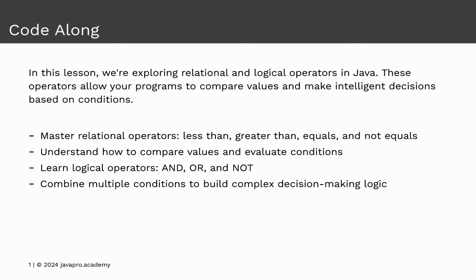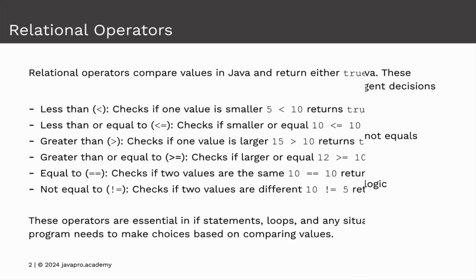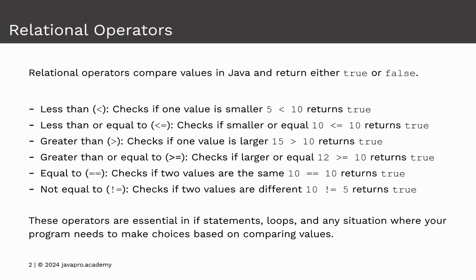In today's lesson, we have two key objectives to accomplish together. First, we'll explore relational operators, where you'll learn how to compare values using less than, greater than, equals, and not equals. Second, we'll master logical operators, including and, or, and not, which let you combine multiple conditions to create sophisticated program logic. Let's start by building a solid foundation and understanding what relational operators actually are and why they're so important in Java programming.